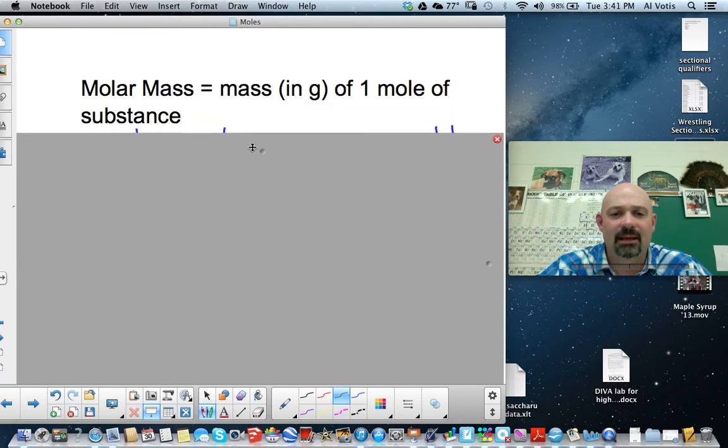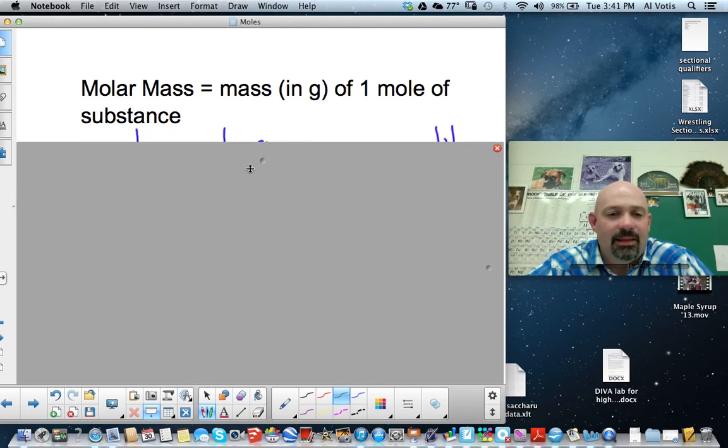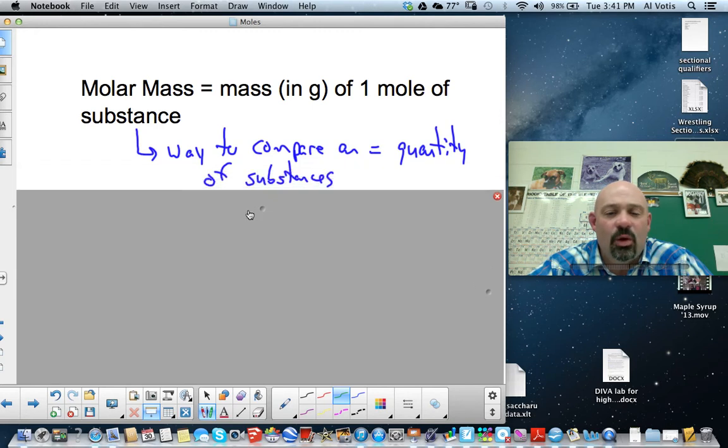Okay, now what exactly is molar mass? All molar mass means is that we have the mass in grams of 1 mole of a substance. That comes in very handy because that's a way for us to compare substances to each other. We know we have a certain amount of your substance. We have the same number of particles, same number of atoms, same number of molecules, same number of formula units. We compare the mass of that value to give us some relationship ideas.